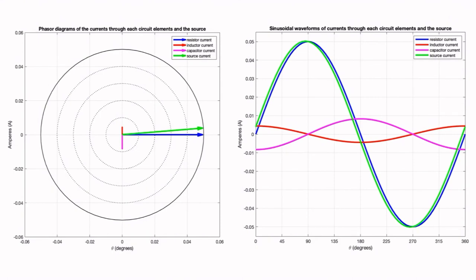And we can see here that the shift between the inductor and the capacitor is 180 degrees, and the shift between the inductor and the resistor is 90 degrees, with the inductor leading, and the shift between the capacitor and the resistor is 90 degrees, with the resistor leading.